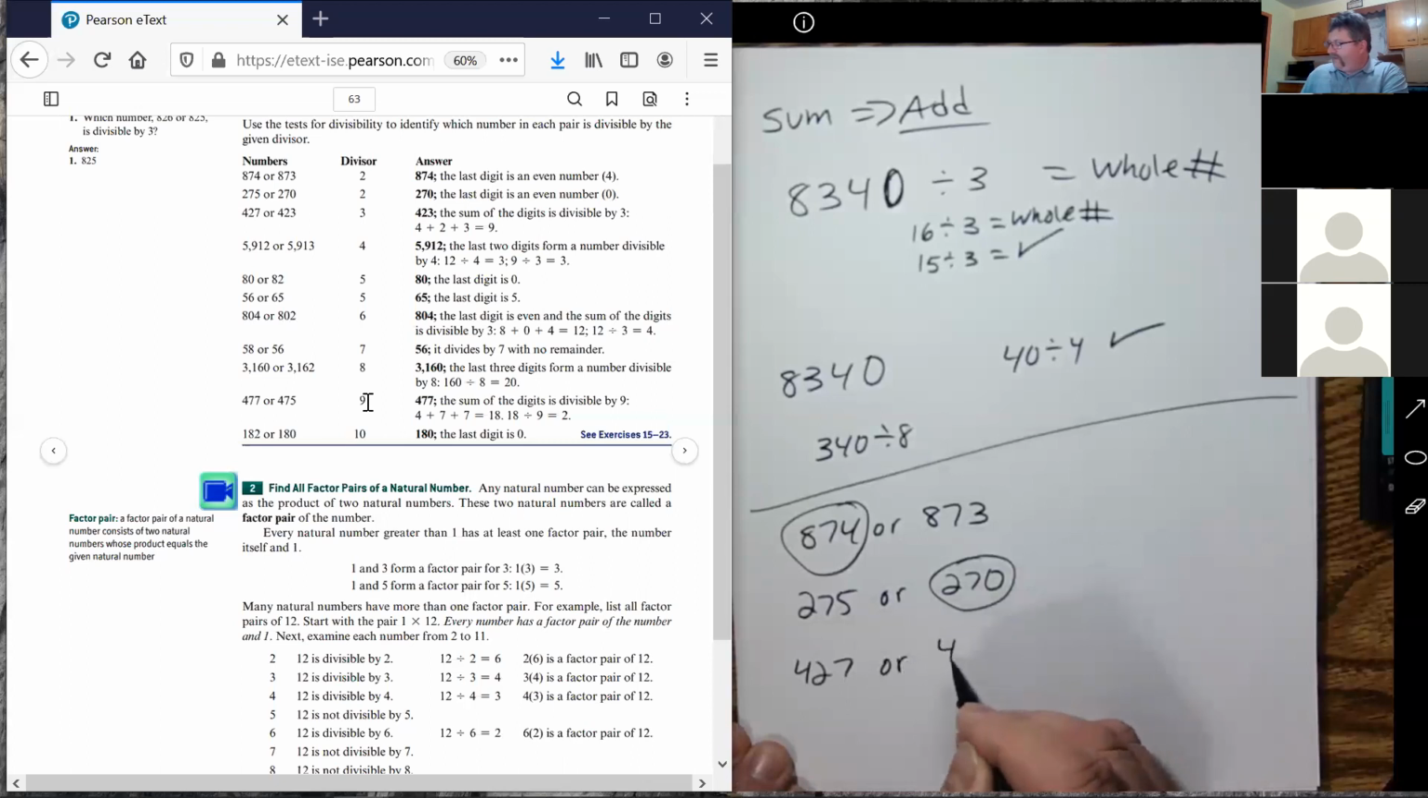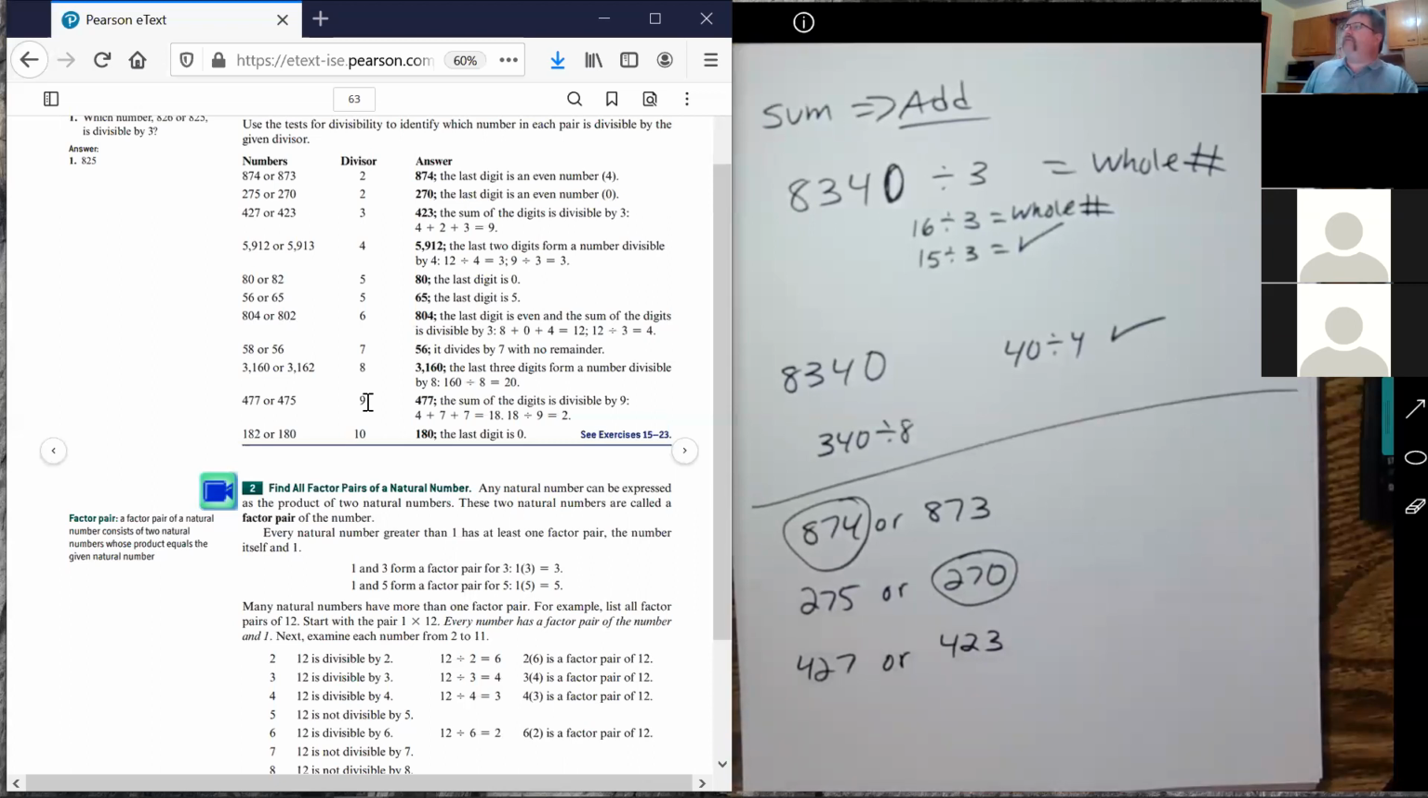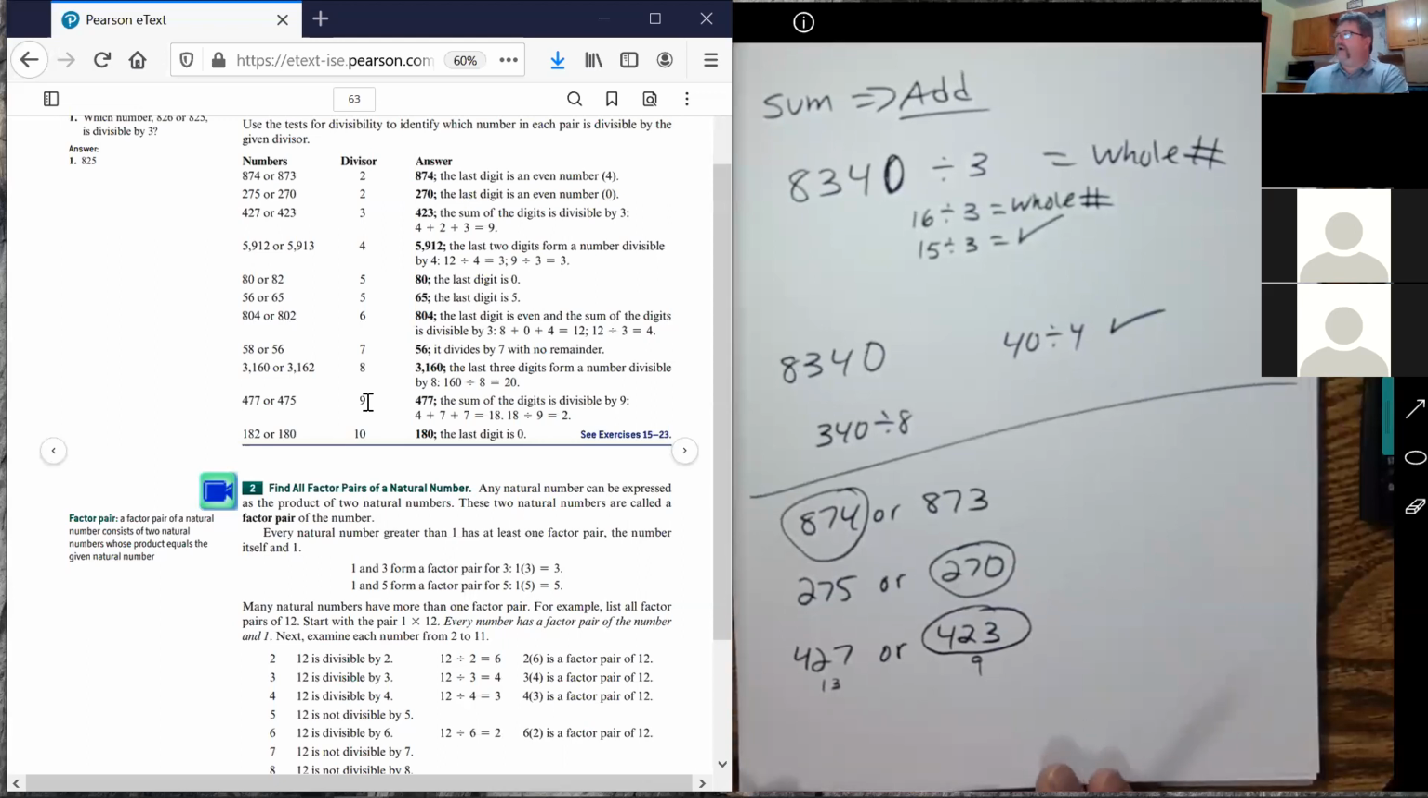427 or 423. Now, neither one of these is obvious to me, right? The question is, which one can I divide by 3? Well, remember our rule for dividing by 3s. If the sum of the digits can be divided by 3, then the big number can be divided by 3. Well, what's the sum of our digits here? This is 4 plus 2 is 6 plus 7. This is a 13, and this is a 9, right? Well, 13 I can't divide by 3, but 9 I can divide by 3, right? So that means 423 I can divide by 3.